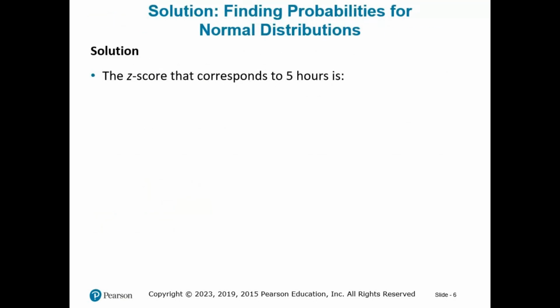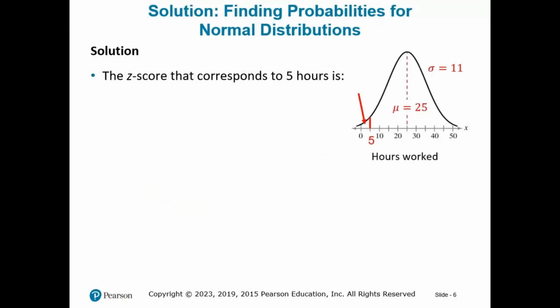First, let's see what this looks like on a graph. We have a mean of 25, a standard deviation or space between data points of 11, and the x value in question is 5, which is right here. They're wondering what the probability is that the student works for less than 5 hours per week.